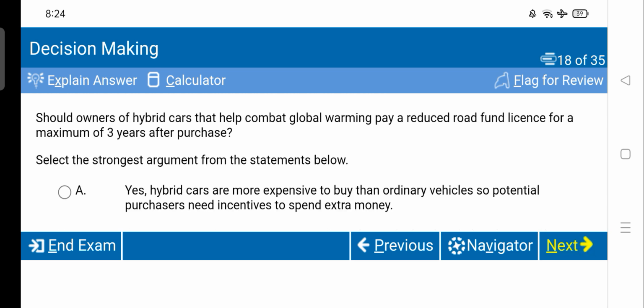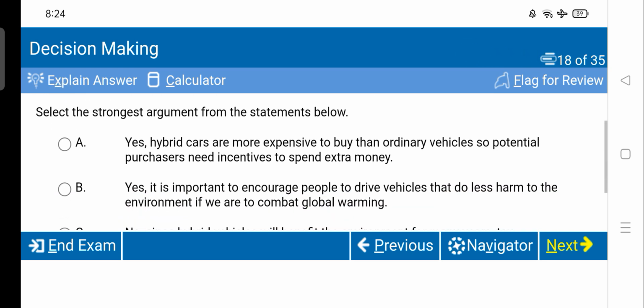Should owners of hybrid cars that help combat global warming pay a reduced road fund license for a maximum of 3 years after purchase? Select the strongest argument from the statements below. Option A, yes, hybrid cars are more expensive to buy than ordinary vehicles, so potential purchasers need incentives to spend extra money.